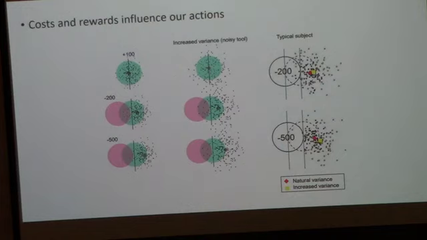The second graph is just saying, what if you had increased variance? Like, what if you were working with a shaky pen or something? Then you would aim even further to the right because you want to avoid the losing point area. That's just what this slide is telling you. Cost and rewards influence our behavior, and we want to see how.